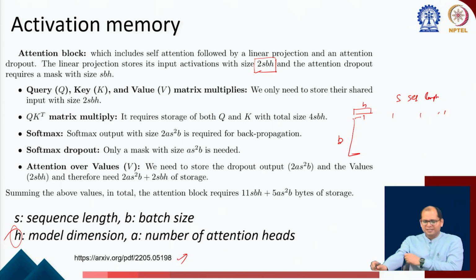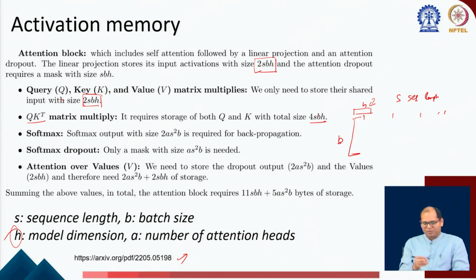For all query, key and value matrices, you will have 2 SBH as the input, a common input for all of these, that much memory. Now when you multiply Q K transpose, you have to get the Q and K matrices, right? So again, each of those will be of the same dimension. You talk about the number of attention heads; for each matrix it may be small, but when you think about the number of attention heads, it comes back to the same dimension as H. So you will have 2 SBH for query, 2 SBH for key, right?